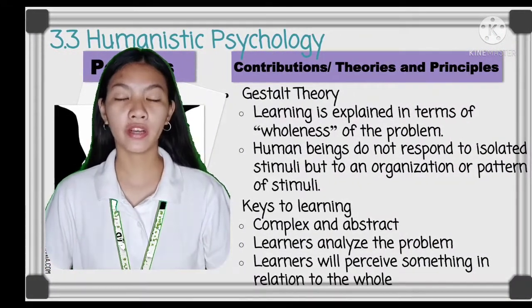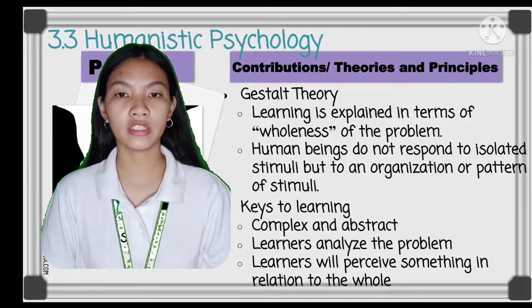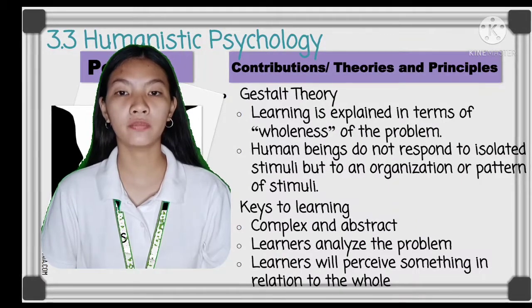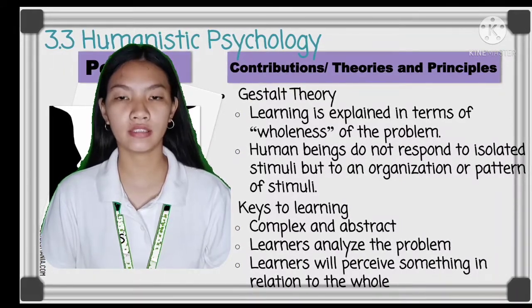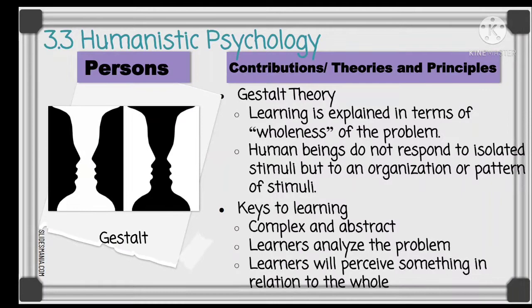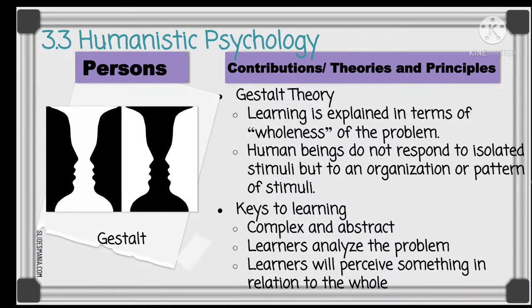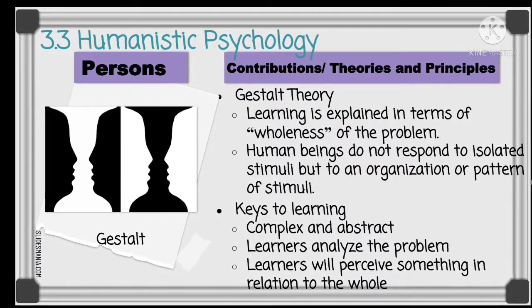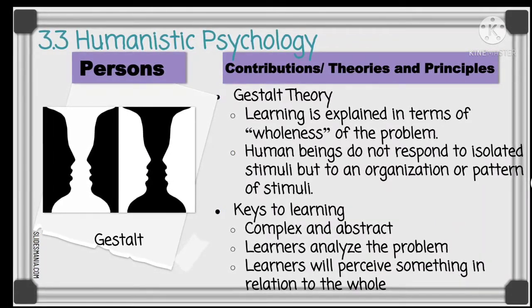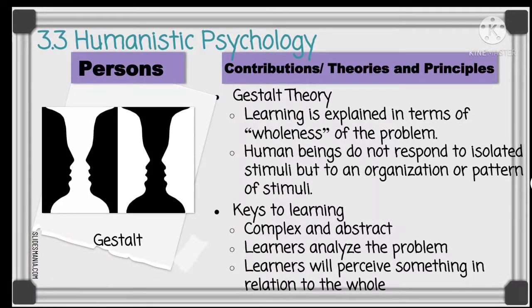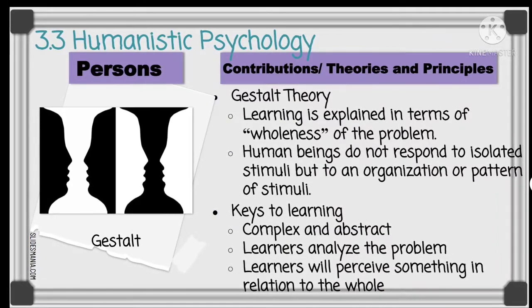The last learning theory of psychological foundation is the humanistic theory, wherein humanist psychologists are concerned with how learners can develop their human potential, the process, not products, and personal needs, not subject matter. The humanistic theory is the Gestalt theory, wherein the learning is explained in terms of wholeness of the problem. So human beings do not respond to isolated stimuli, but to an organization or pattern of stimuli. So the keys to learning are complex and abstract. Learners should analyze the problem and will perceive something in relation to the whole.